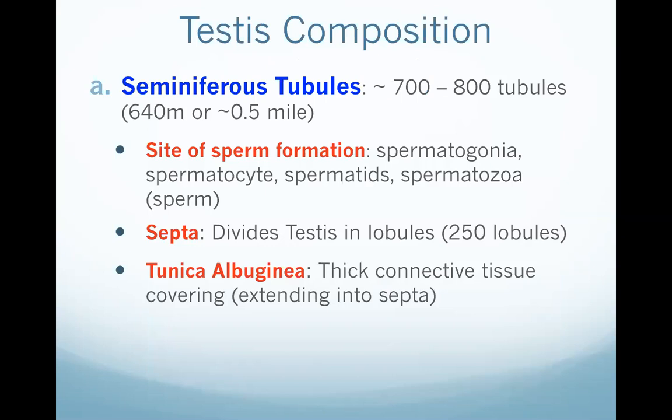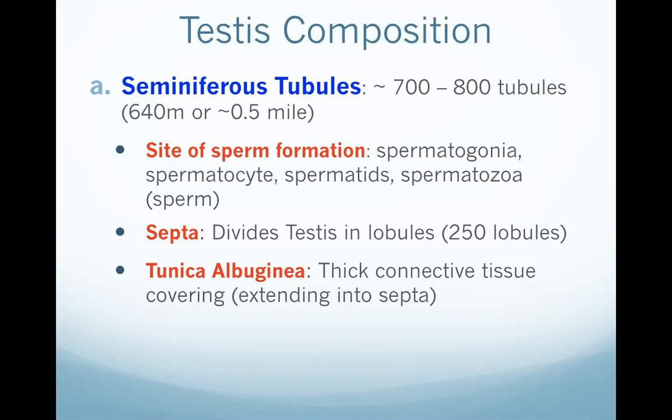Okay, so testis composition. When you're looking inside of the testis, you're going to have about 250 individual compartments they call lobules. Within those lobules are these very teeny tiny coiled tubules. These little tiny coiled tubules are called seminiferous tubules, and this is actually where sperm formation occurs in the male, and you have approximately half a mile of seminiferous tubule length, which is crazy.